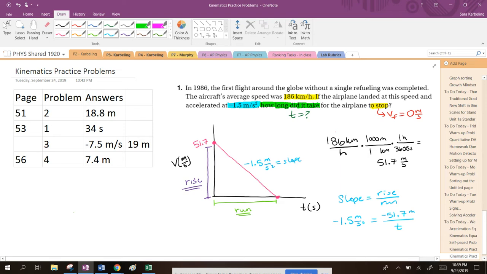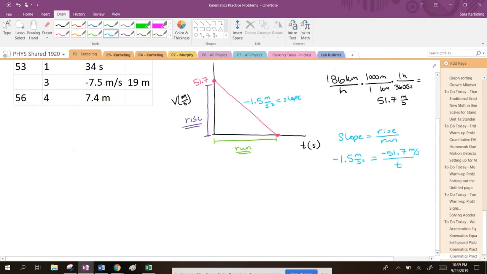So if you weren't sure, meters per second, there, because we know that the time can't be negative, so we've got to do that. So now if we take a look here and we solve, we're just going to multiply by t on both sides, and then divide by negative 1.5 meters per second squared on both sides. Our t's are going to cancel out.